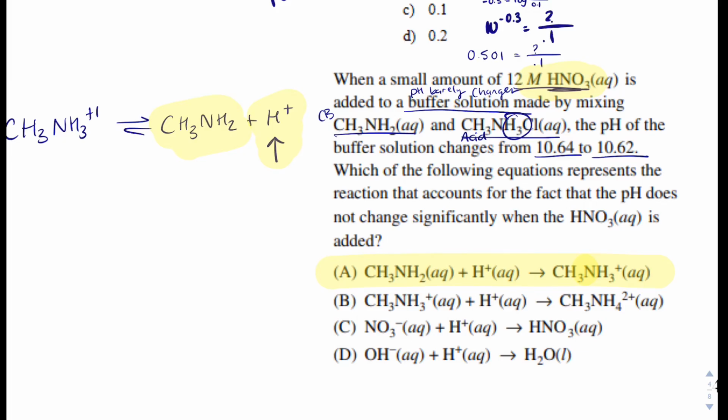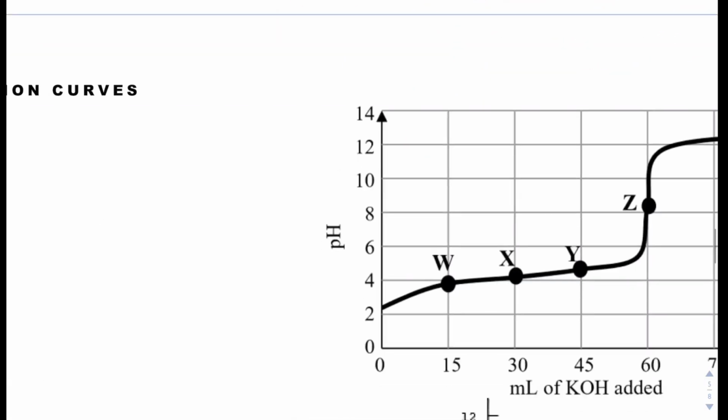And because whatever H plus I added ends up being reacted, there's not a whole bunch of H plus that's actually staying around that I added. So the pH is going to stay relatively the same. Okay, titration curves.